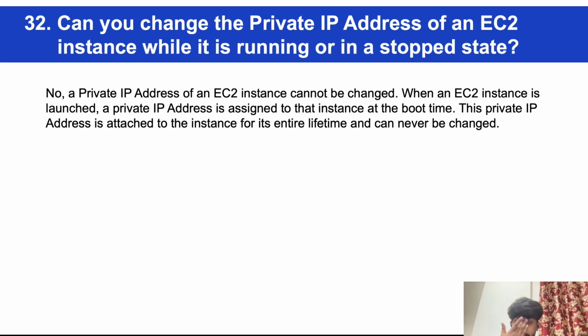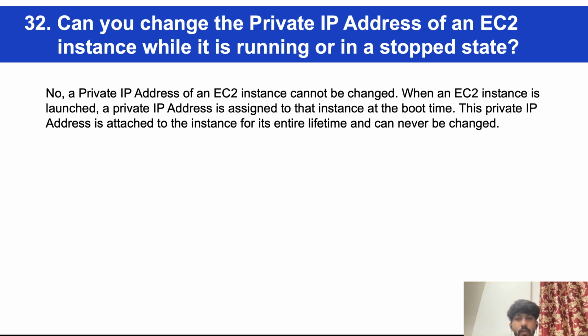Coming to the 32nd question. Can you change the private IP address of the EC2 instance while it is running or in a stop state? So first of all, once you created an EC2 instance and once a private IP address is assigned, you will not be able to change the private IP address. When an EC2 instance is launched, a private IP address is assigned to it.